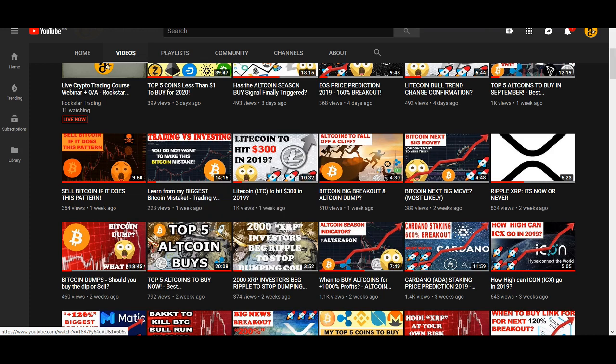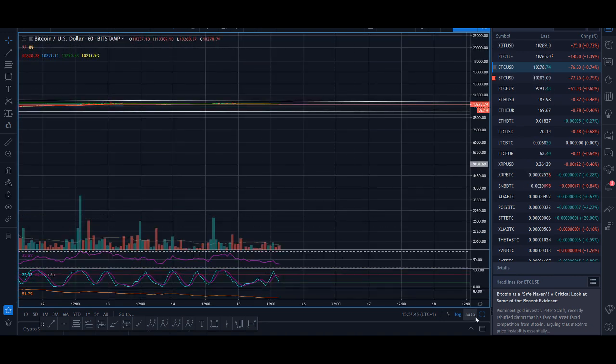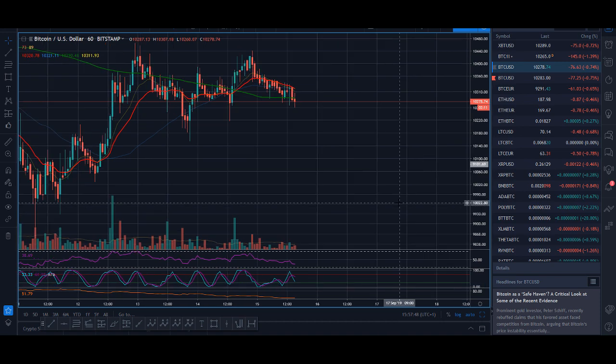They say they're investing in Bitcoin for the next 10 years, and then they see an hourly red candle and say it's going down and sell. It doesn't work like that.